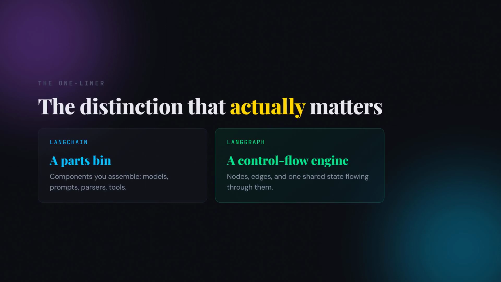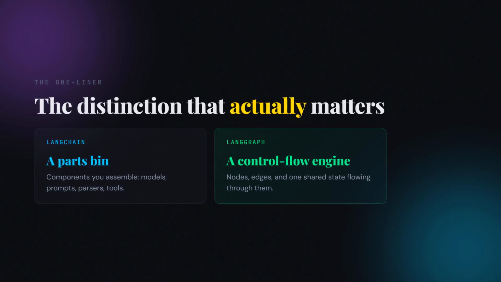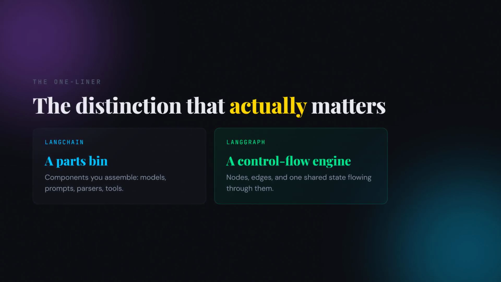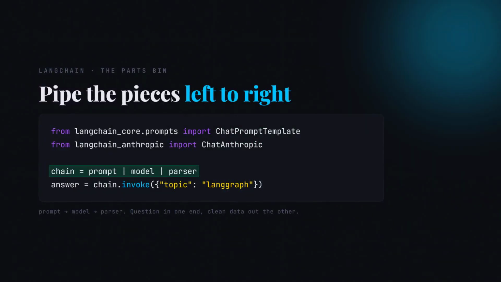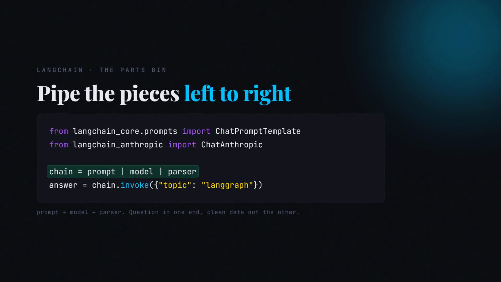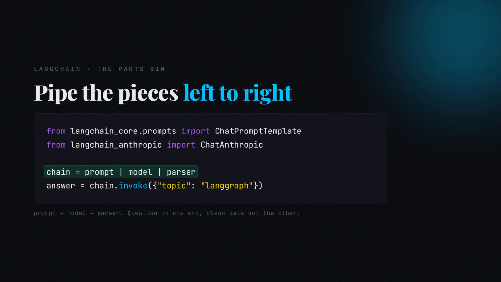Let's start with the one-liner that untangles the whole thing. LangChain is a parts bin. LangGraph is a control flow engine. Hold on to that because everything else follows from it. LangChain is a box of components. Model wrappers, prompt templates, output parsers, tools, retrievers, plus a piping syntax called LCEL that chains them together.